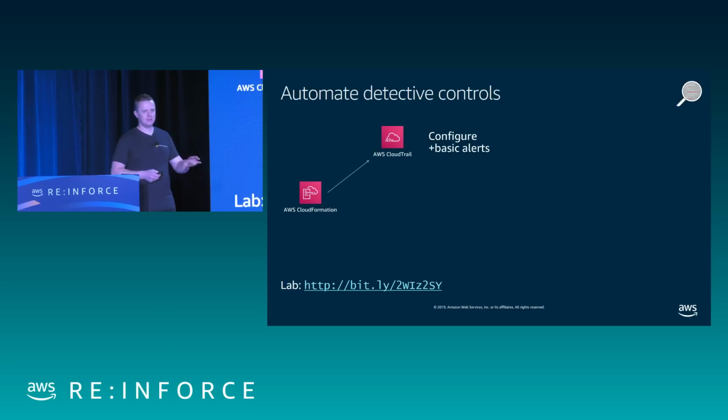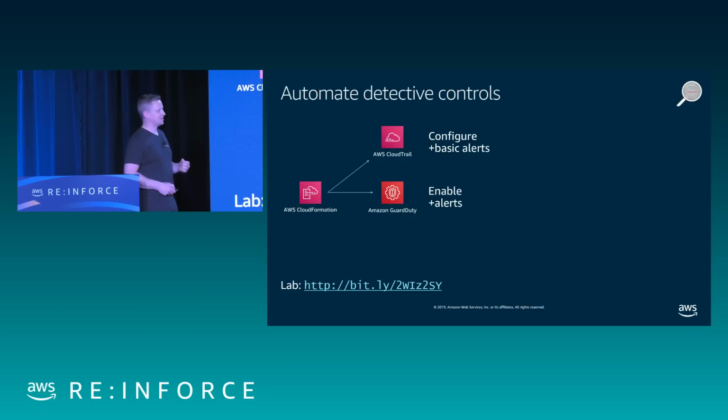By the way, how to do this and the example code, the CloudFormation template, is all on the lab link that's down the bottom, which is off the main lab page. So we're going to configure CloudTrail. We should also additionally configure alerts. So what highly privileged API actions do I want to know about?